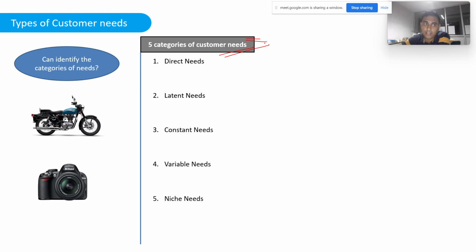Can you identify the kind of needs from these products? What do you think are the direct needs for a two-wheeler? I guess the transportation. Okay, anything else? Comfort, comfort to travel. Time.